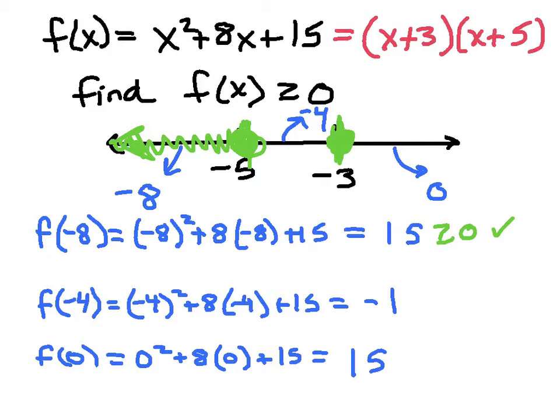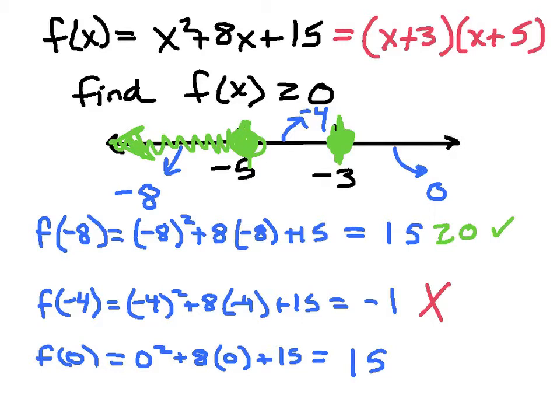You'll see here that I plugged in negative 4. That was my representative from this middle group. I evaluated my function at negative 4 and I got negative 1. That is a negative value. That is not greater than or equal to 0. So since that's not greater than or equal to 0, this is not going to work. I am not going to shade this middle region, because when I plug in negative 4, the representative from this group, it was not greater than or equal to 0.